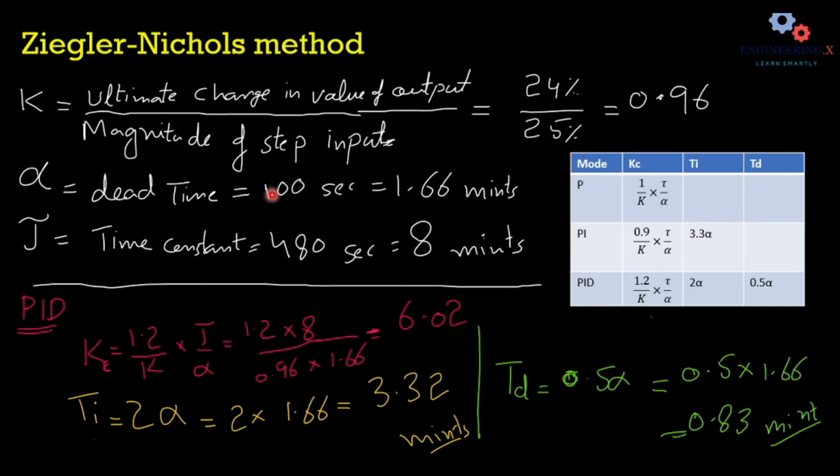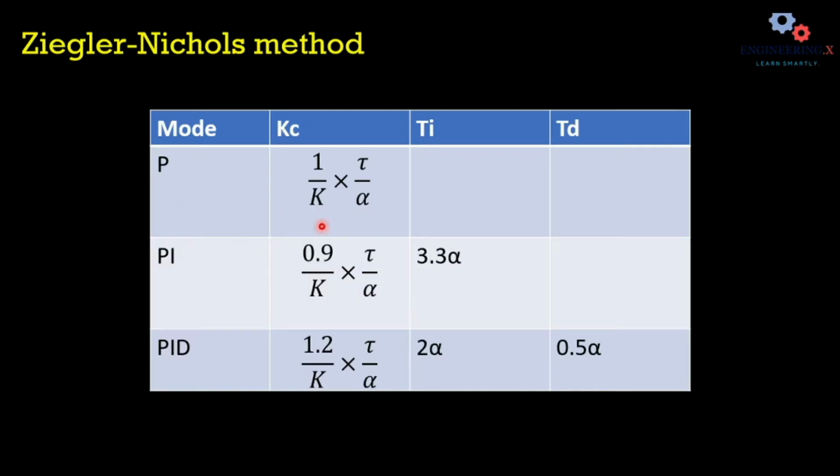You simply have to convert dead time and time constant from seconds to minutes. Here this table is the representation of the parameters that are fixed for the Ziegler-Nichols method. So for a proportional controller, the Kc value is calculated via this relationship. All these are empirical relationships. So the proportional controller gain is equal to this value, and for a PID controller you have to introduce these values.